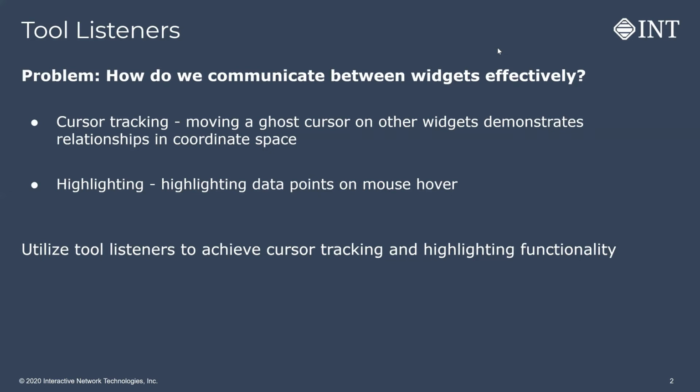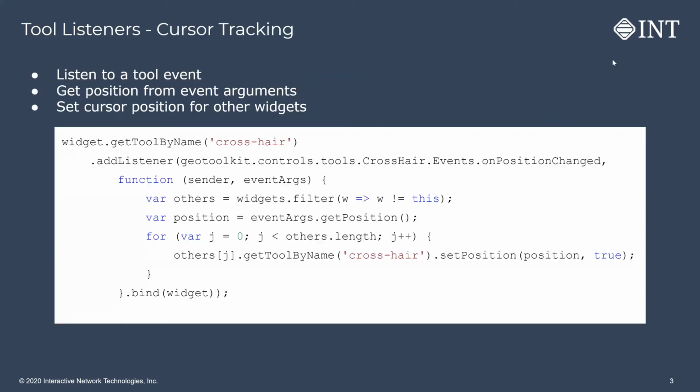One method we can use is cursor tracking. When we have multiple widgets, we want to be able to show relationships in coordinate space, where if you mouse over one location, where is it on another widget? So let's show a basic example.